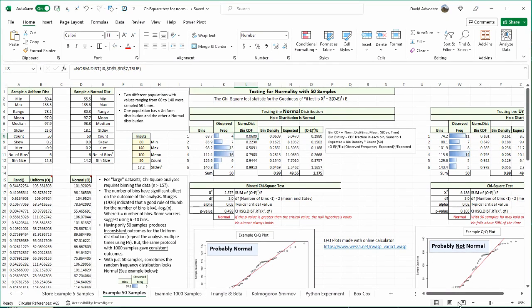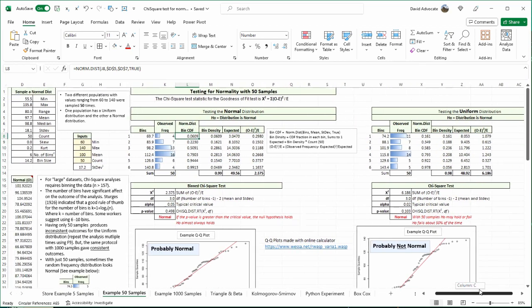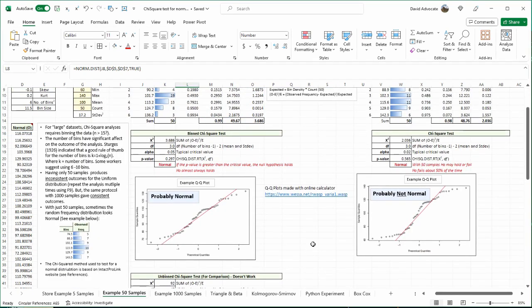If we come over here and look at the uniform distribution, we almost always get a non-normal result. But again, because sometimes you'll get a distribution that looks normal, and see, we got one here.